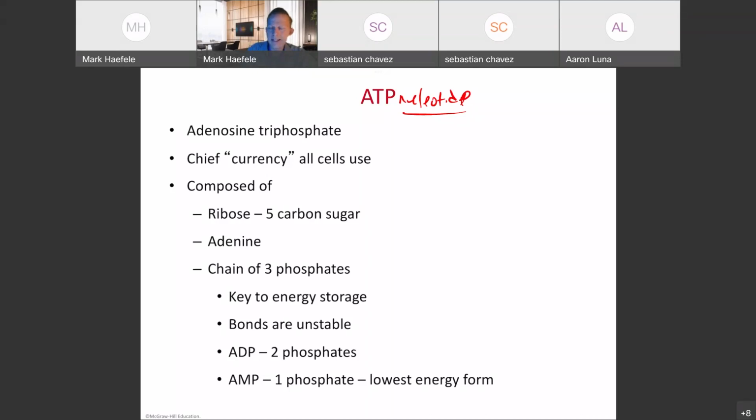Just like any other nucleotide, it's got its three pieces. It's got its ribose sugar. It's got its adenine in this case because it is an adenosine. And then instead of one phosphate in its phosphate group, it's got three phosphates. The reason this is important is because remember, those phosphates are electron rich. That means you have a lot of energy density in those phosphates. Remember, electrons are essentially equal to energy.